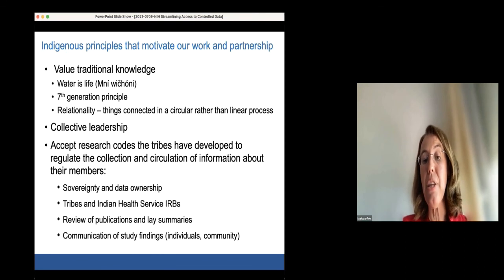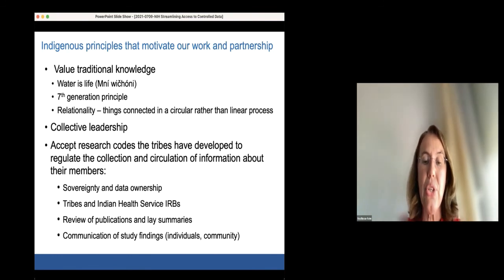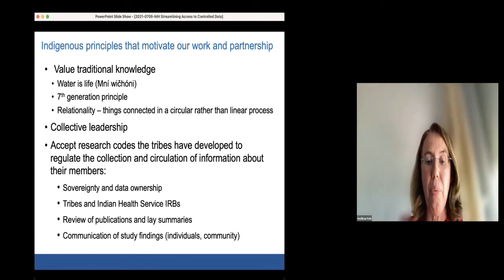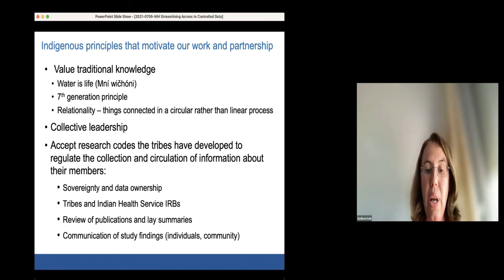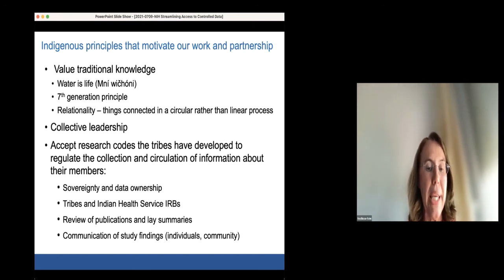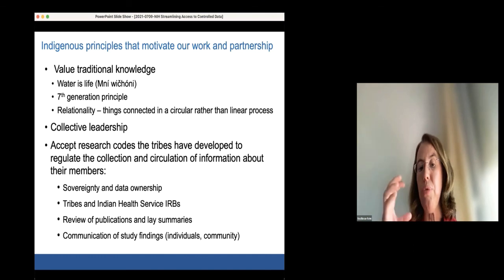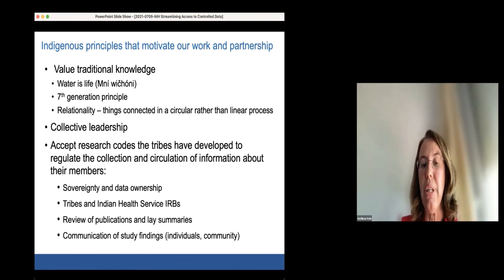The tribes and the Indian Health Service have developed their own IRBs. They are not called institutional review boards, they're called research boards. And this is a very interesting concept because they don't only review the protocols at the beginning, which is what traditional IRBs do. They review the consent form, they review the protocol, and then the scientists do their work and they publish their papers, but they don't go back with the final product. In the tribal IRBs, in the Indian Health Service IRBs, the final product is reviewed before it's submitted for publication.